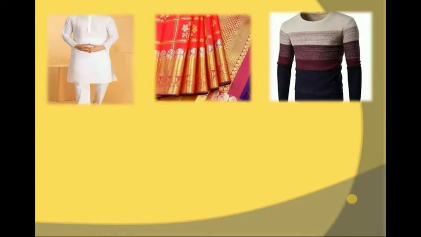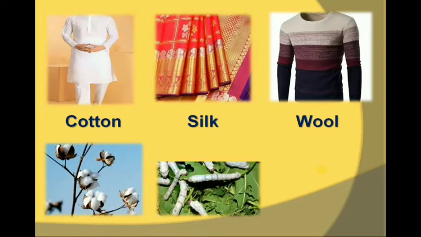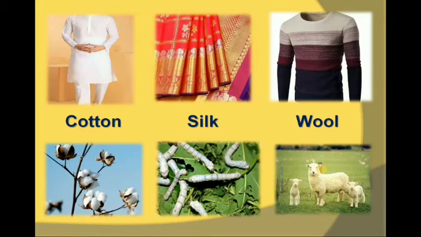Let us check the pictures. Guess the materials with which they are prepared. First one is cotton, second one is silk, and third one is wool. They come from natural things like the cotton plant, silkworms, and the hair of the sheep. As these are available naturally, they are called natural fibers, because they are taken from natural things.